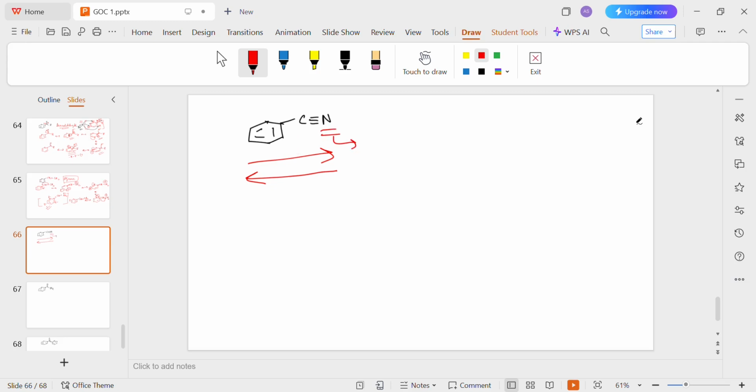Electronegativity order क्या होता है? Fluorine is the most electronegative, then oxygen, then chlorine, then nitrogen, right? ये होता है fluorine, oxygen, chlorine, nitrogen. Nitrogen is an electronegative ना. These are the top 4 most electronegative elements in the periodic table.